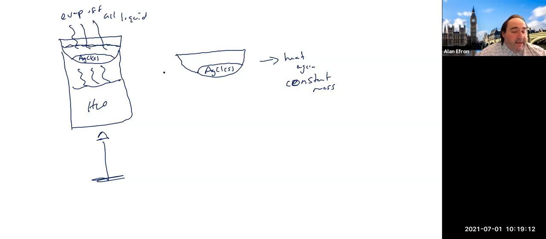The idea of, again, heating and cooling until we hit constant mass is to make sure that we have clearly dried out our silver chloride solid, got rid of all the water part, the liquid part, and we're left with just a very dry silver chloride at the end. So that's the process of this experiment.